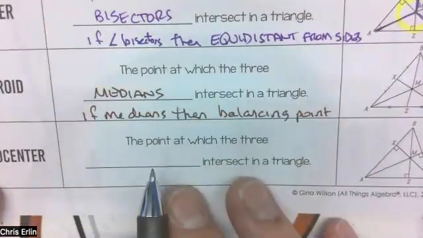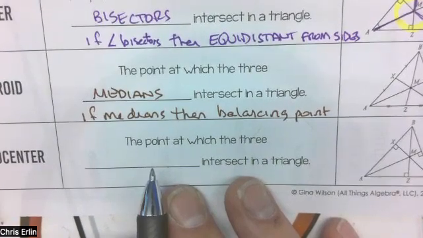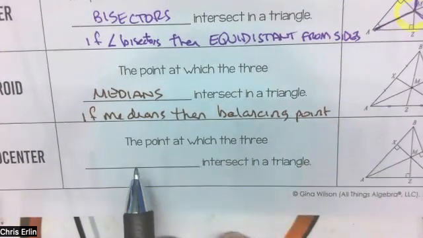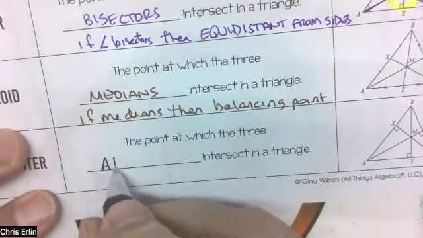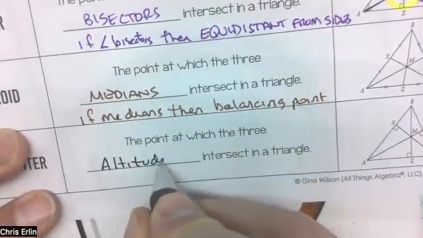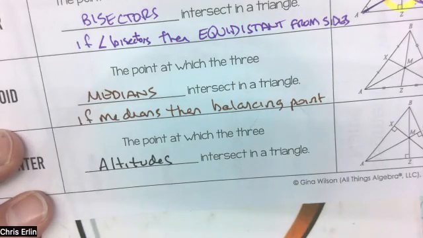Now, the orthocenter is the last one. Any guesses what the special segments are that form an orthocenter? Altitude. Very good. Process of elimination, it's the altitudes. We're not going to actually construct that today. We'll save that for next class. But flip this notes page over.